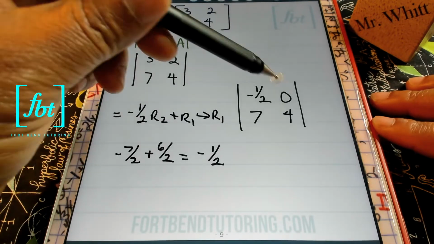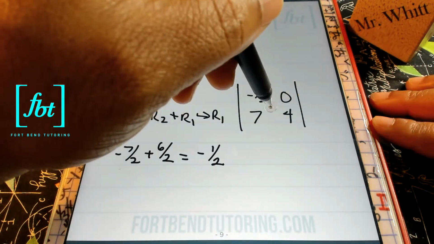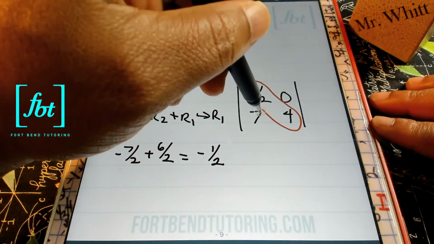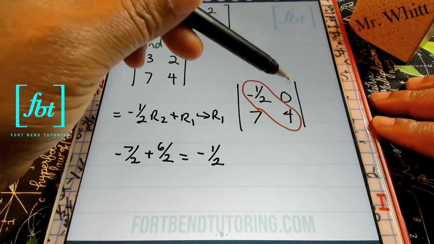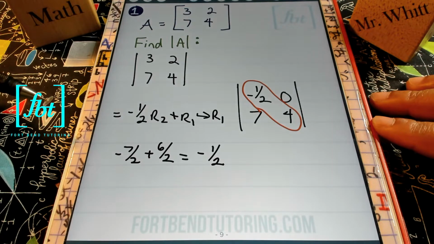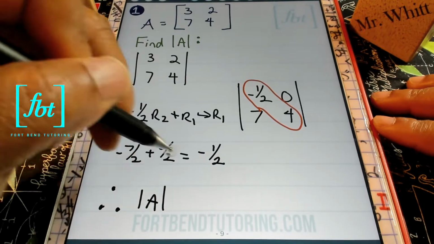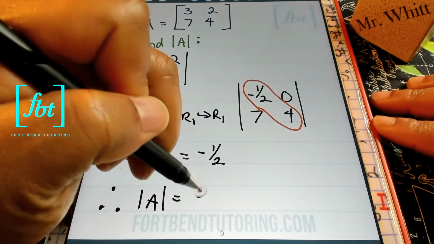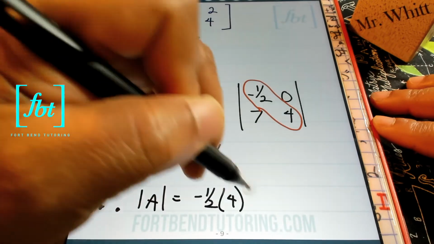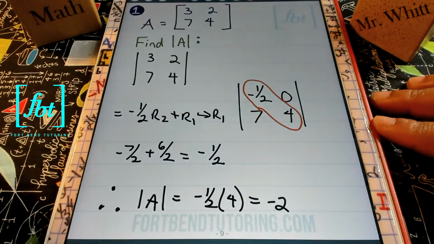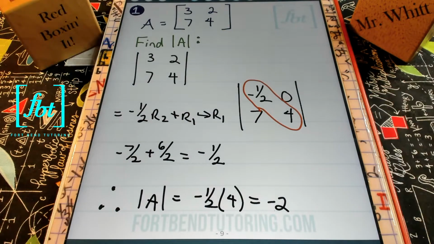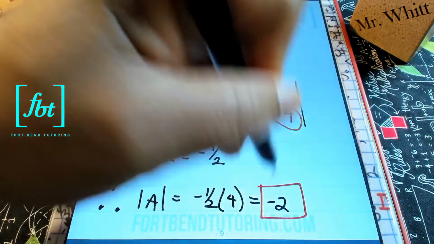So now that I have my triangular form here, because notice I have my main diagonal with zeros above the main diagonal. This is triangular form. And with that, I can go ahead and multiply the elements of the main diagonal to find out the determinant. Therefore, the determinant of A equals -1/2 times 4, which gives us a result of -2, and done. Red, box it. That's it, guys.